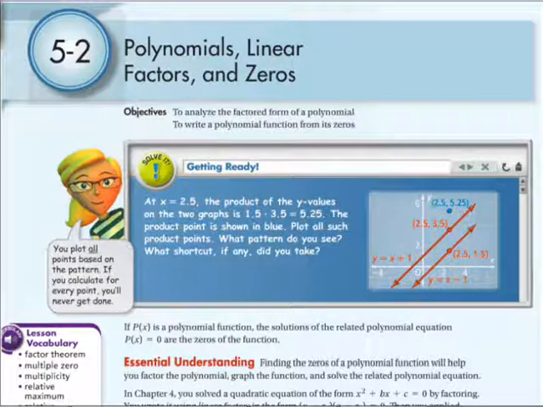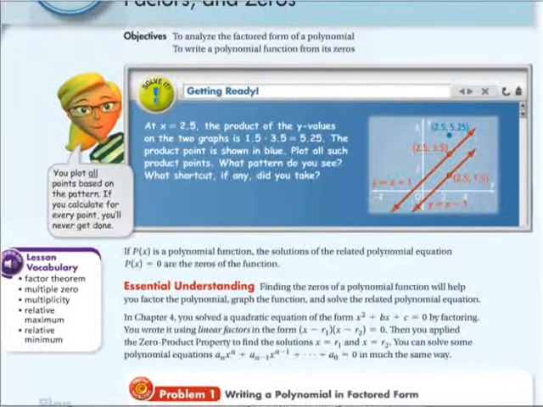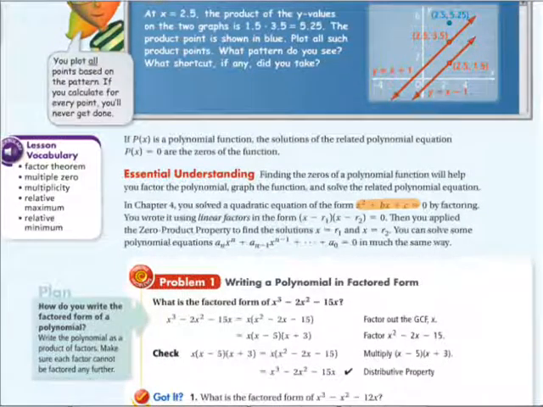So here we go. First, the essential understanding down here is that the zeros of a function will help us factor it, graph it, and solve it. So understanding what zeros are. In chapter 4, we solved quadratic equations that were in standard form like this by factoring, and we wrote them out as linear factors in the form of x minus some number and x minus some other number. And then we applied the zero product property to find solutions. We can solve polynomial equations very similarly.